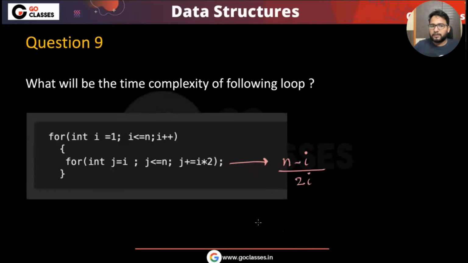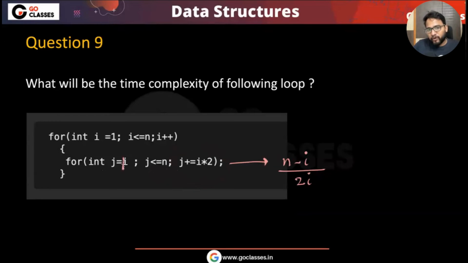Is that clear? If it is starting from 1 or starting from 0 or something like that, then it is n divided by 2i. But now currently it is n minus i divided by 2i. Let me know if that is clear. Because the difference is n minus i, and every time I'm adding 2i, that's why I have to divide by 2i.